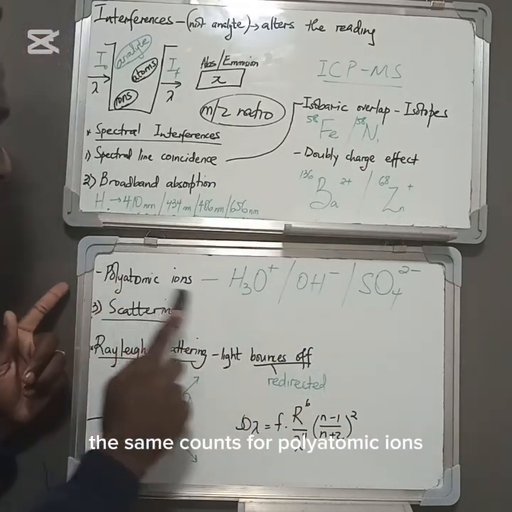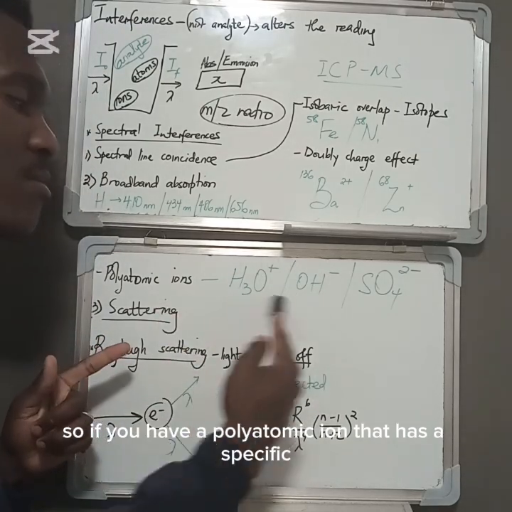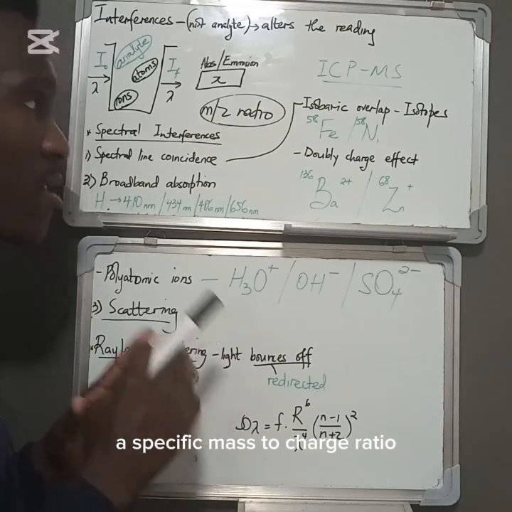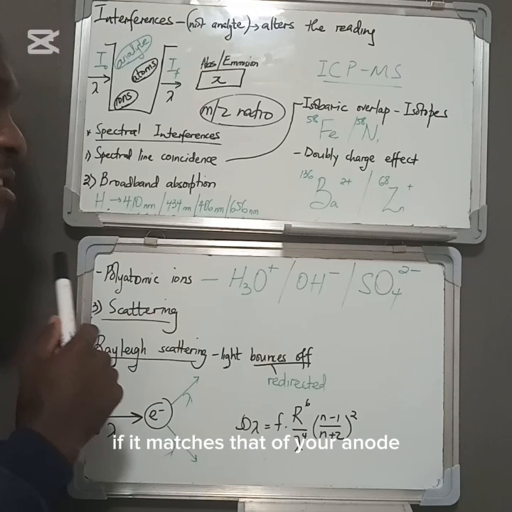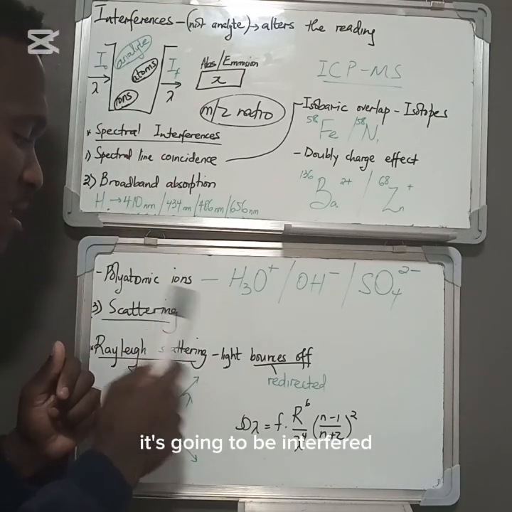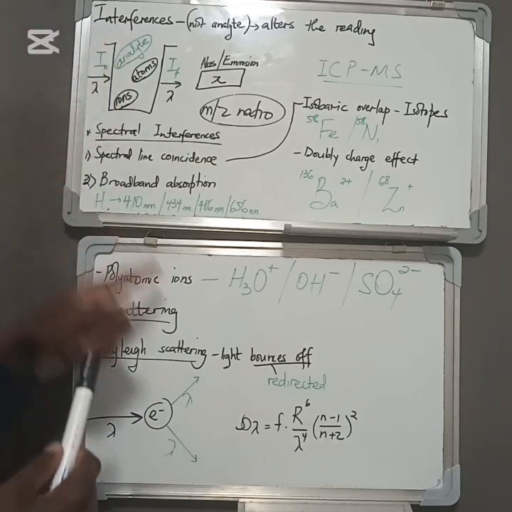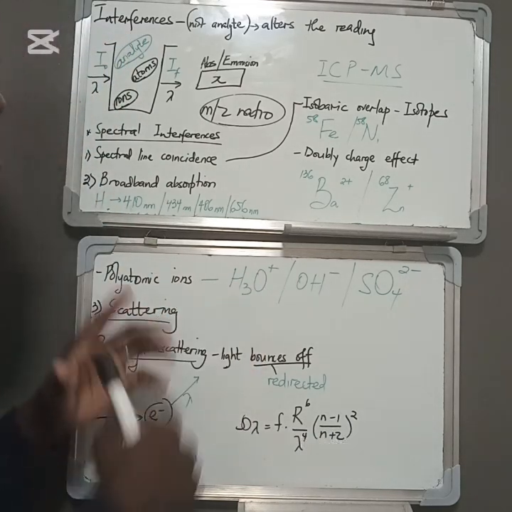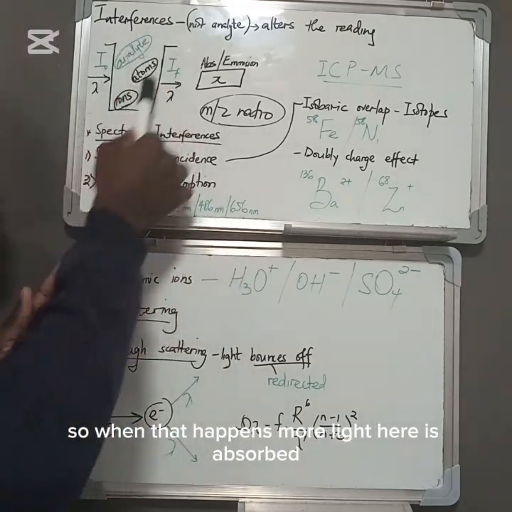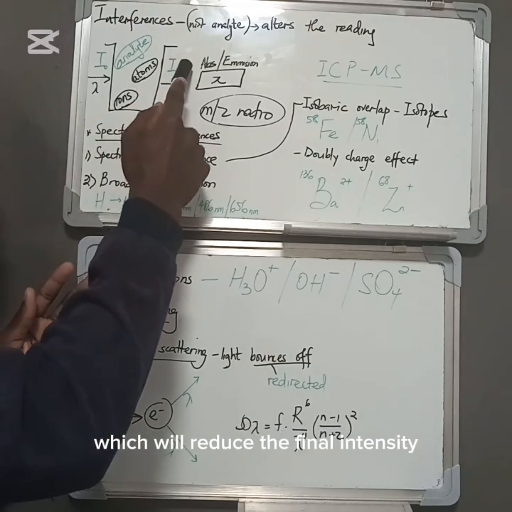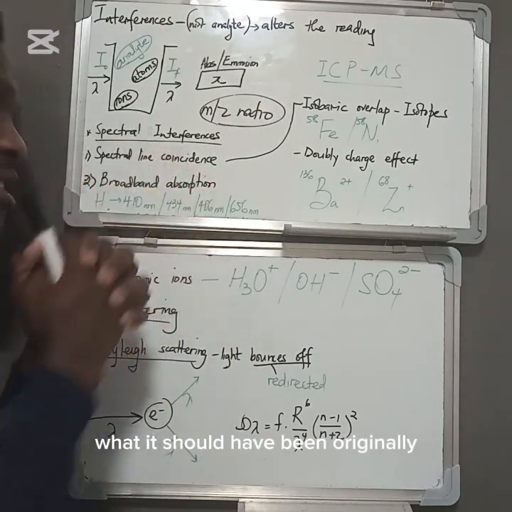The same counts for polyatomic ions. If you have a polyatomic ion that has a specific mass to charge ratio, and that mass to charge ratio matches that of your analyte, it's going to be interrupted by these polyatomic ions. So whatever the analyte absorbs can be absorbed by these ions. That's what we call a spectral line coincidence. When that happens, more light is absorbed, which will reduce the final intensity, and our absorbance will be higher than what it should have been originally.